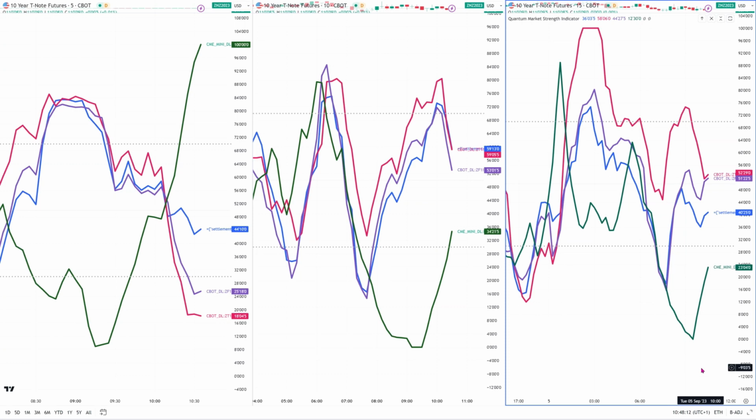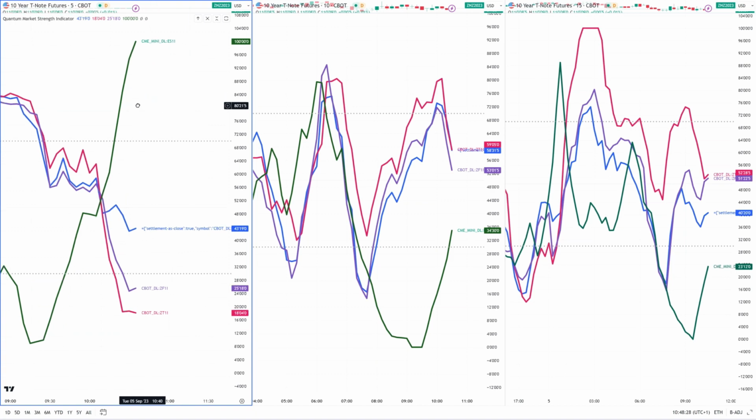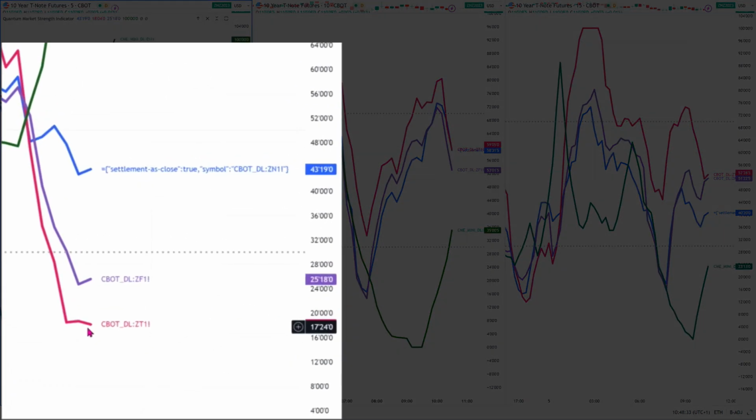Now we're looking at three time frames. I've got the 5, the 10, the 15. And the green line, I'll just move that over a little bit. The green line is the ES future. So we are looking at an index future there for the S&P 500. And then down below, we have our three bonds. And this is the 2-year, the 5-year, and the 10-year.